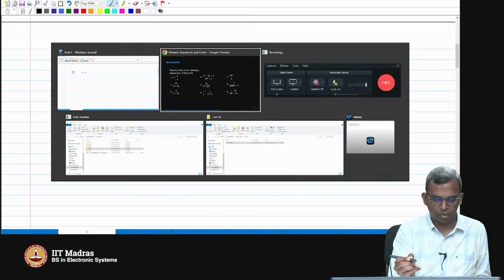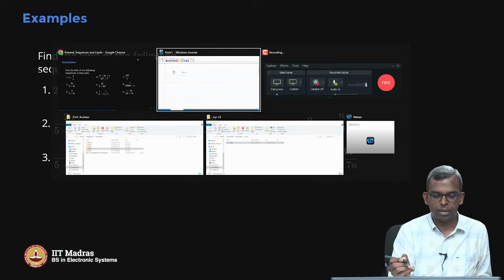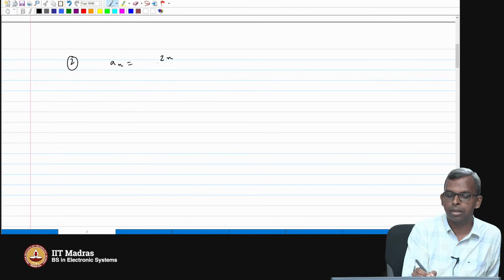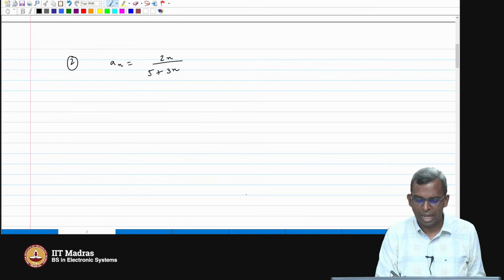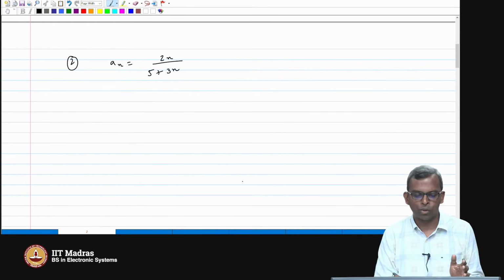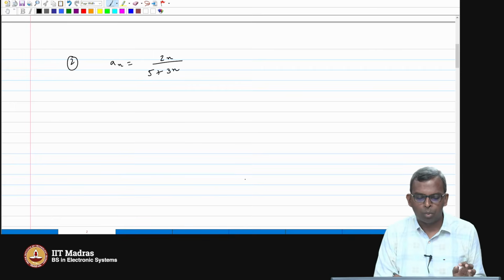The sequence is defined as (2n + 5) by (3n + 5)... 2n plus 5 by 3. Okay. If you stare at this problem immediately, you're a little confused, as in saying, what do we do here? There is no finite limit, right?